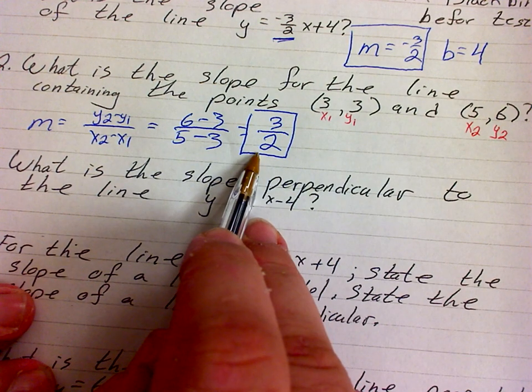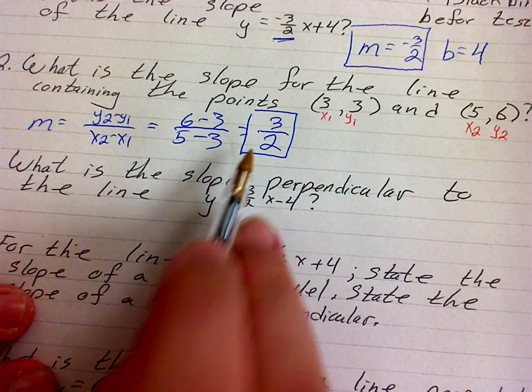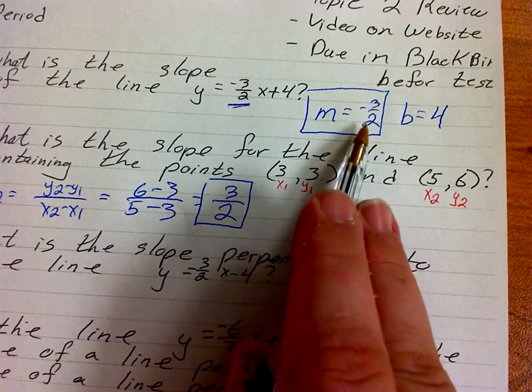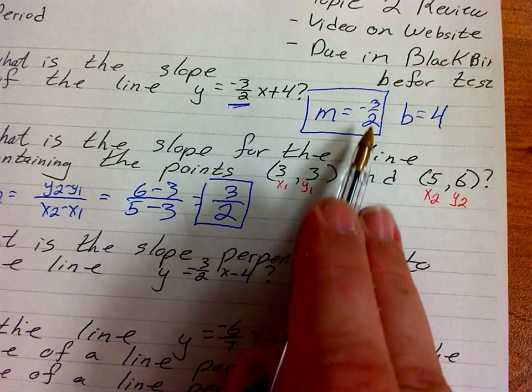Up 3 units, 2 units to the right. Up 3 to the right 2. Just like this one up here was a negative 3 over 2, that would be down 3 units to the right 2.